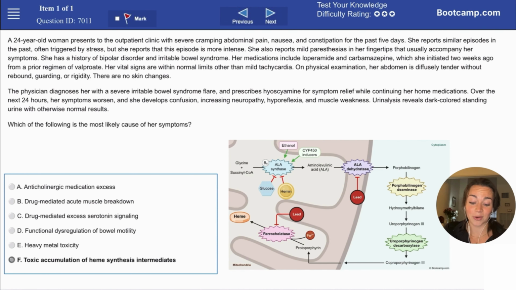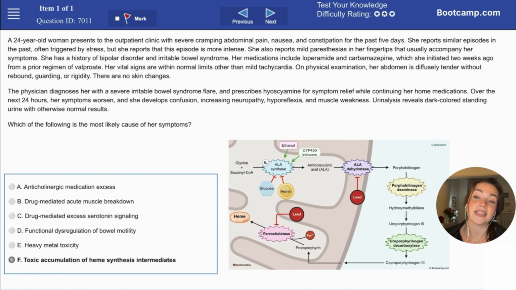So I'll walk you through our long stem in a minute, but just to sort of prime you for all of this, the correct answer is F, toxic accumulation of heme synthesis intermediates. This is a patient with severe cramping, abdominal pain, nausea, constipation, mild peripheral neuropathy, confusion, and dark-colored urine that darkens on standing. This is all classic for acute intermittent porphyria.